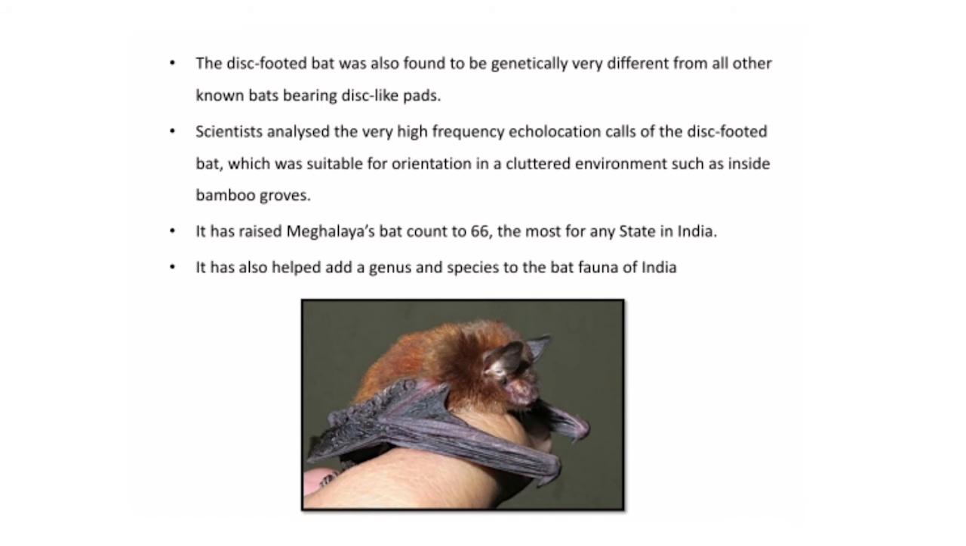So it has raised Meghalaya's bat count up to 66. ஸோ 66 பேட்ஸ் இருக்குது இதோட சேர்த்தி. ஸோ இதோட கால் பாருங்கள் எப்படி இருக்குன்னு. It is having the foot like this disc footed bat.